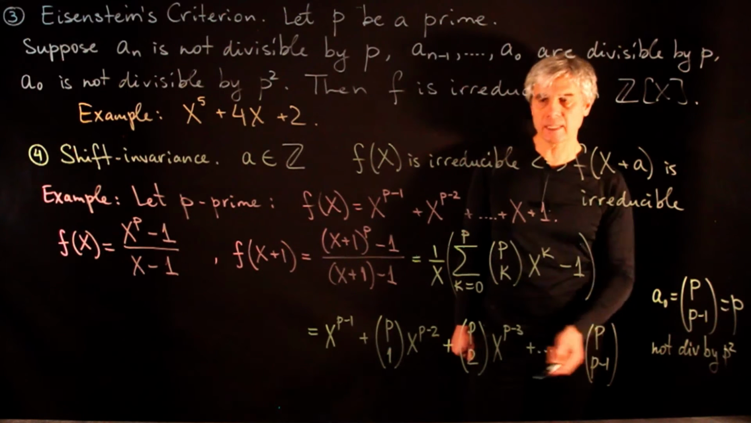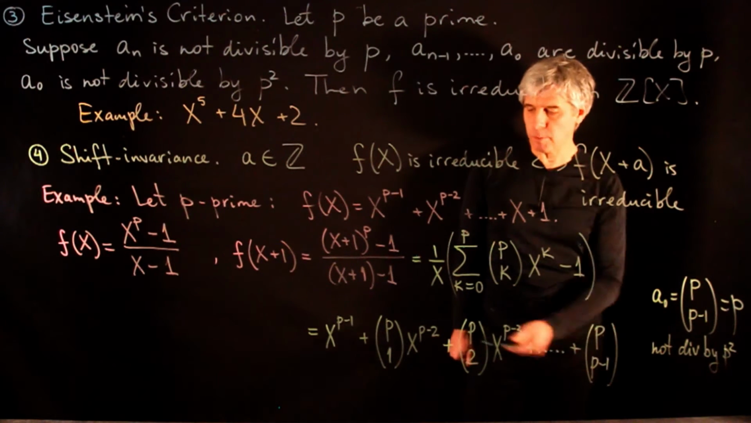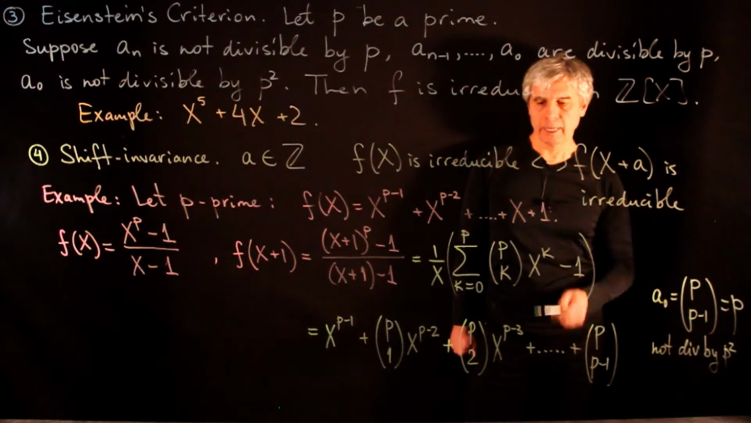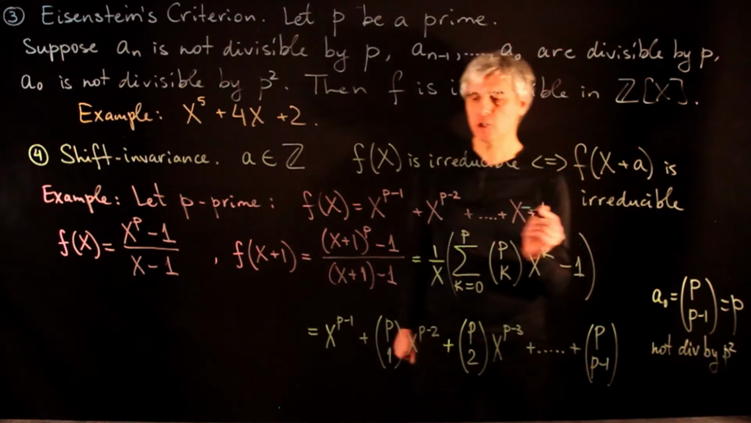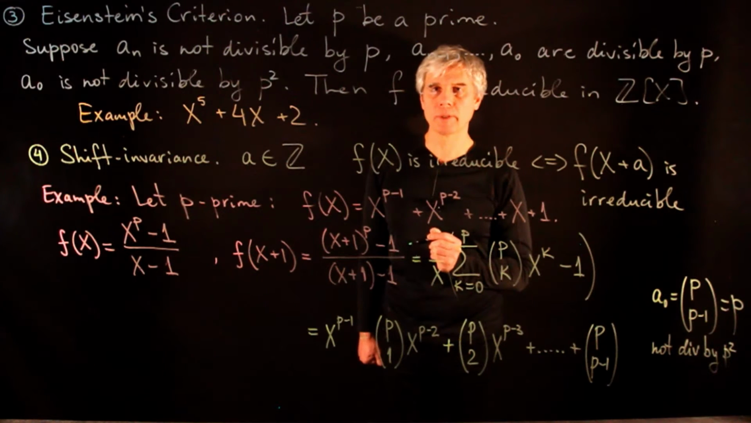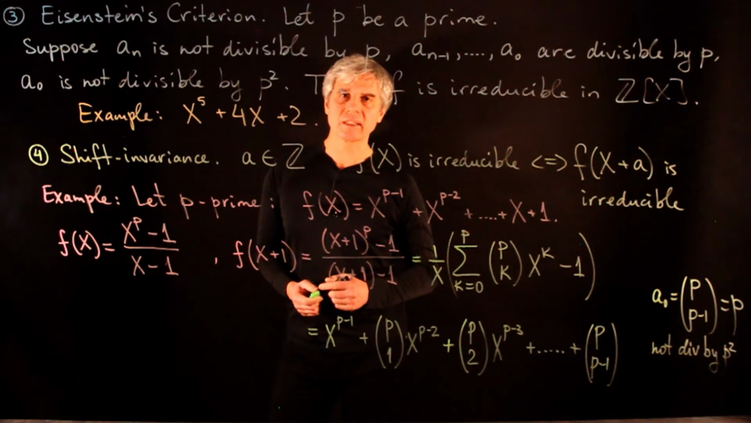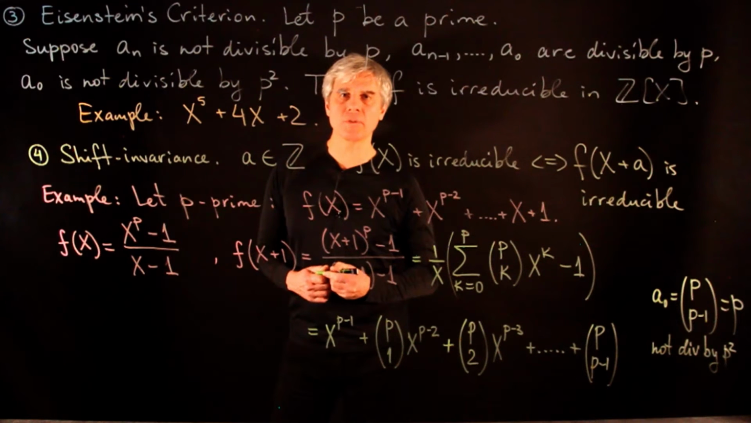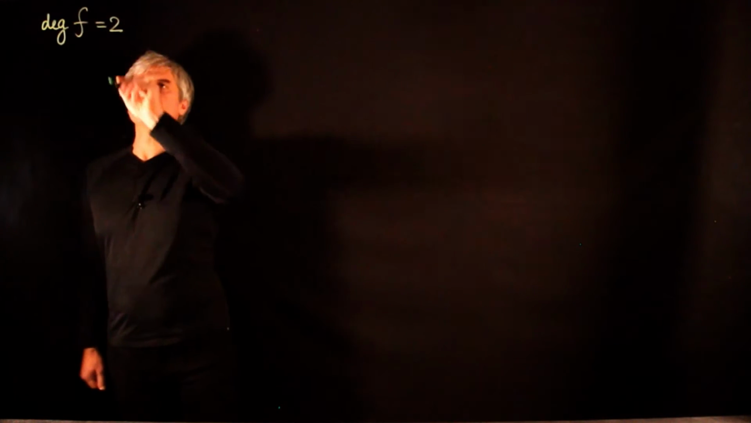And now by Eisenstein's criterion, this polynomial is irreducible. And by shift invariance, the original polynomial that we considered is also an irreducible polynomial. Next, let us look at Galois groups of irreducible polynomials of low degrees. Suppose the degree of f is equal to 2.